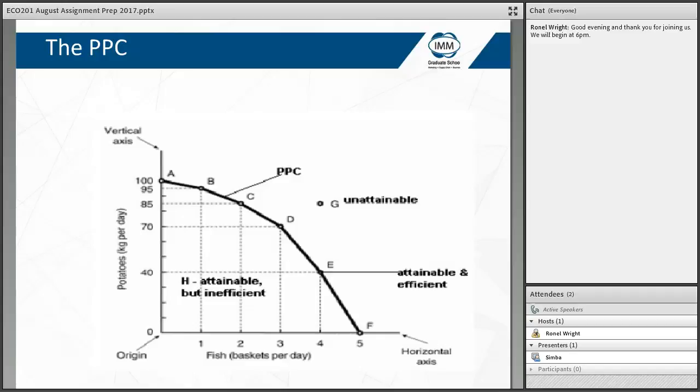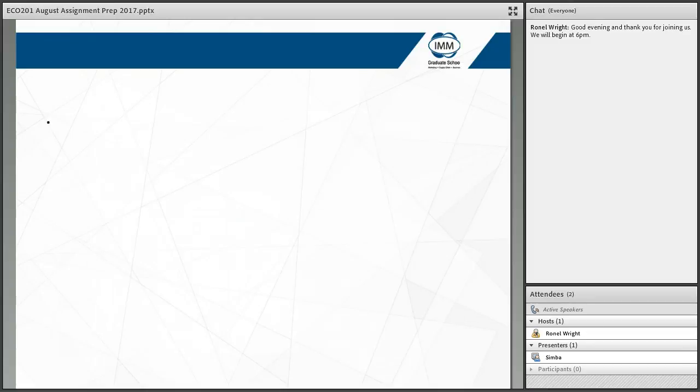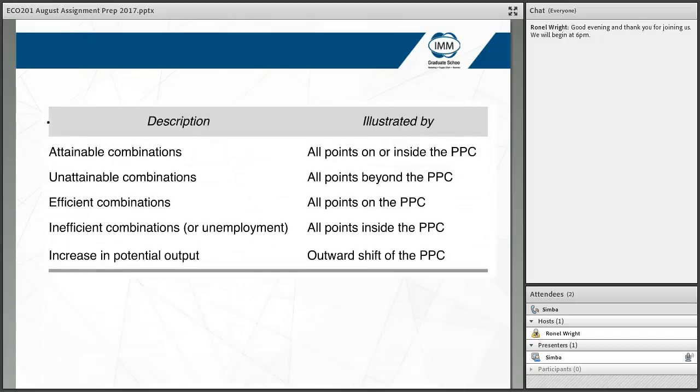Then when you look at choice, you're simply saying choice comes about as a result of people making a choice. Either they want more potatoes, they can be on point A or point B. If they want more fish, maybe they're on point F or point B. Right. So that is it about the PPC. So in the short run, this is the best that we can do. Right. But as you proceed, that is just a summary there.